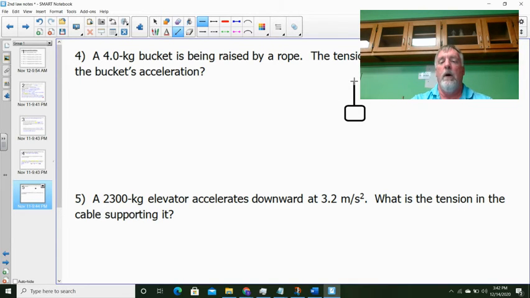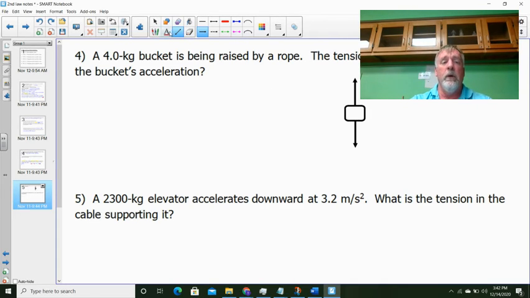So we're going to have one arrow going up. That's our tension force. And we're going to have another arrow going down. That's going to be our gravitational force. Remember, there still is a gravitational force here. Don't ignore that. There's no normal force because there's a rope holding it up.